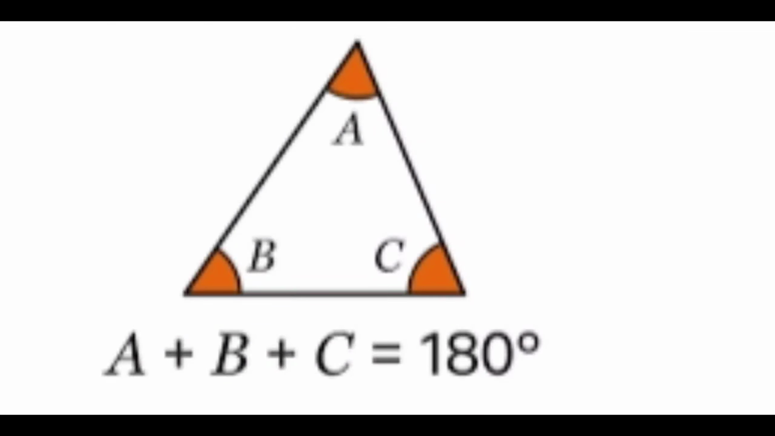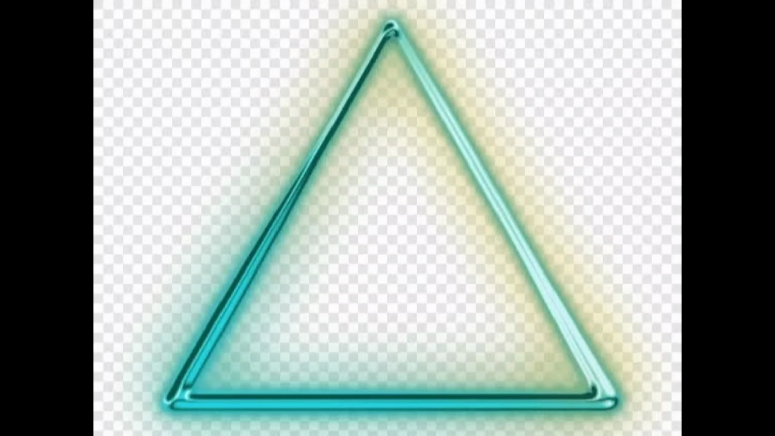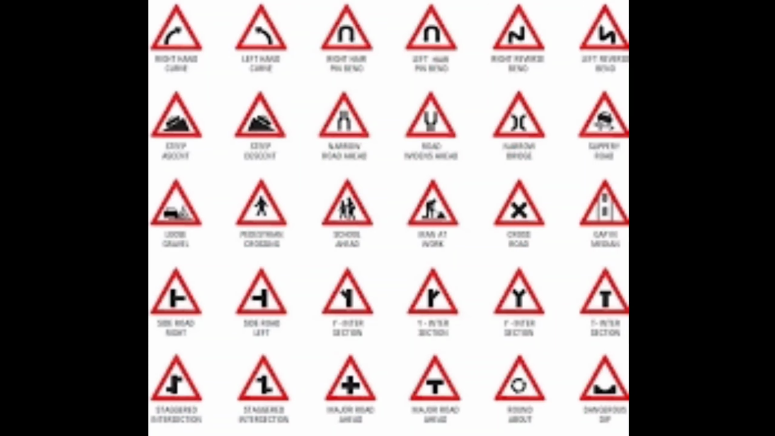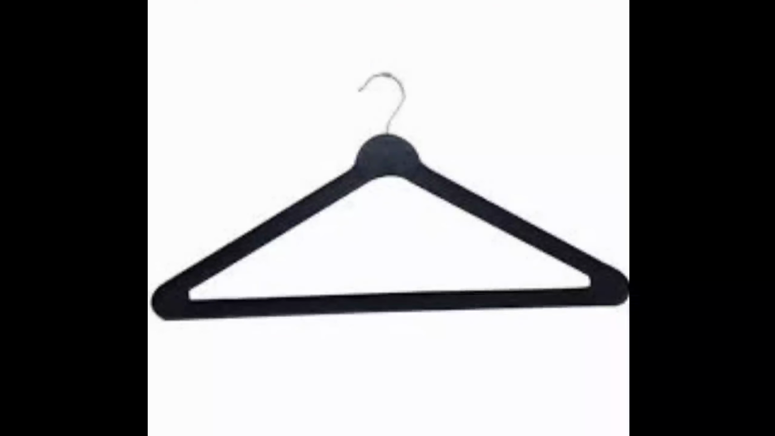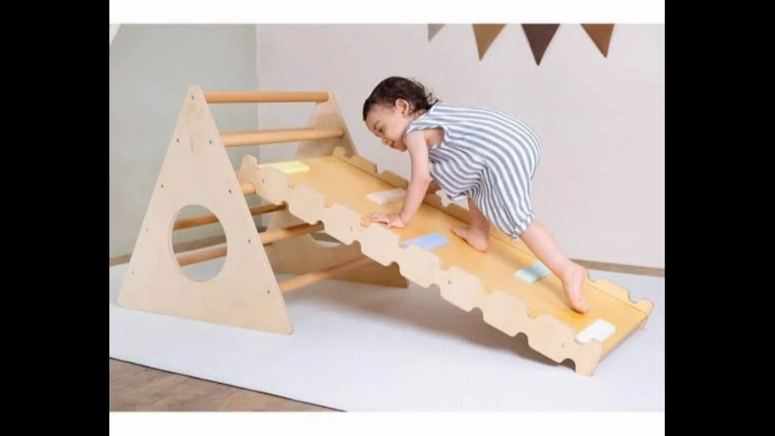And another piece of information about triangles is that the sum of any two sides of a triangle is greater than the third side. The examples of triangles are signals, sandwich, cloth hangers, etc. So these are the examples of triangle.